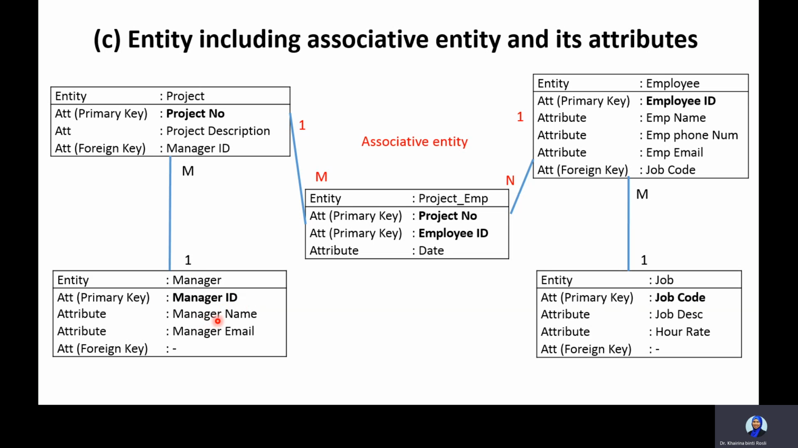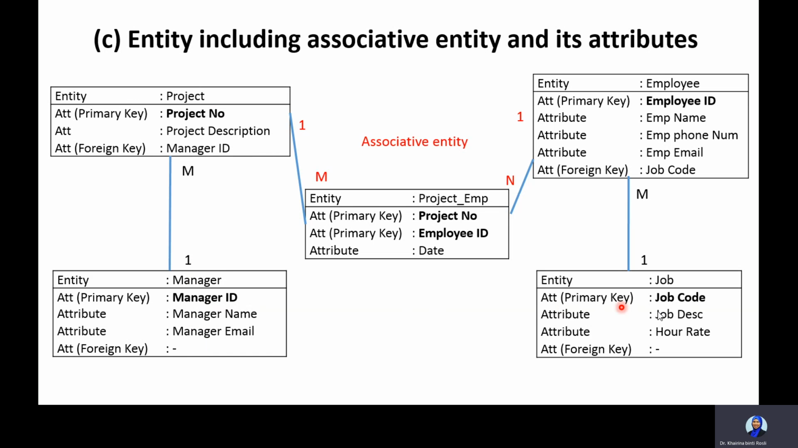Okay, and then we can have the manager name and manager email as the attributes. For manager, there is no foreign key, so you can put a dash here. So how do we know which one has a foreign key and which one doesn't? Usually you can look at the relationship here. Usually the M side will have the foreign key, whereas the 1 side doesn't have the foreign key.